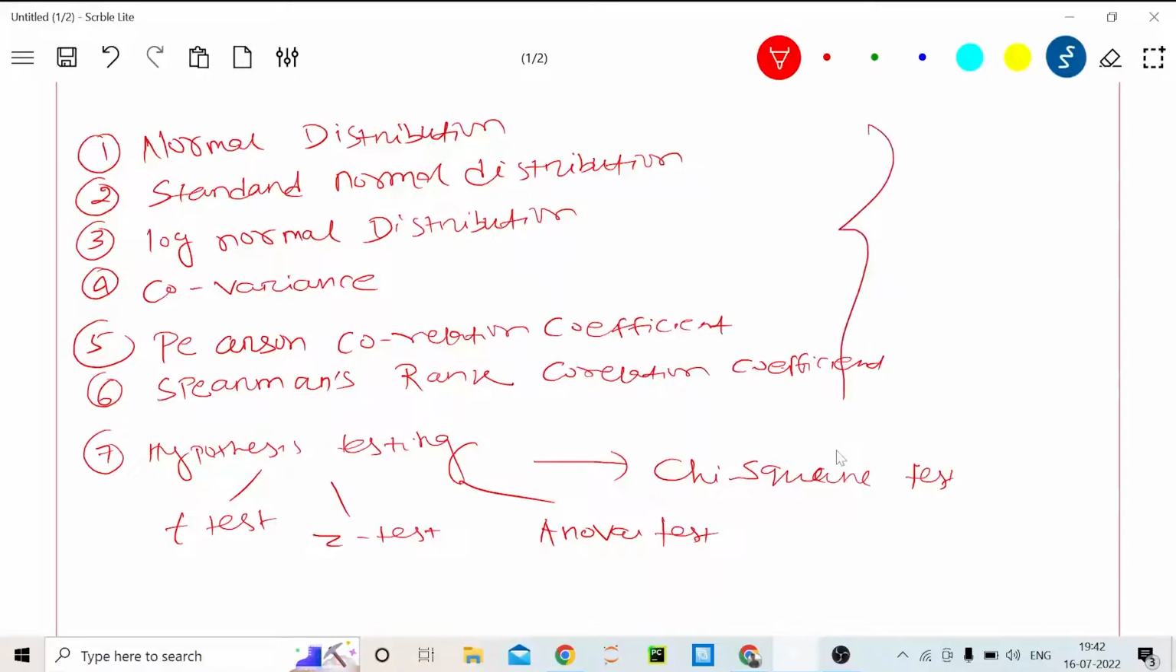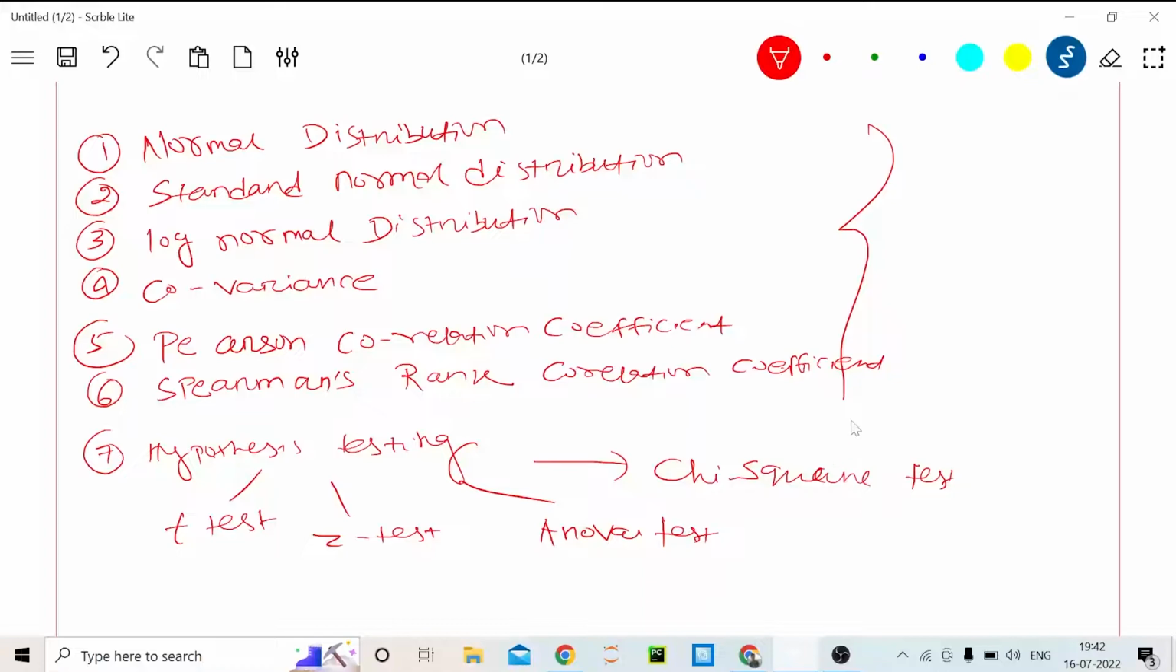In today's class we will finish these 6 topics: normal distribution, standard normal distribution, log normal distribution, covariance, Pearson correlation coefficient, and after that Spearman rank correlation. Maybe tomorrow's class we will run hypothesis testing. After that, your statistics class will be over, and then we will take a class on probability, and after that we will run Python.